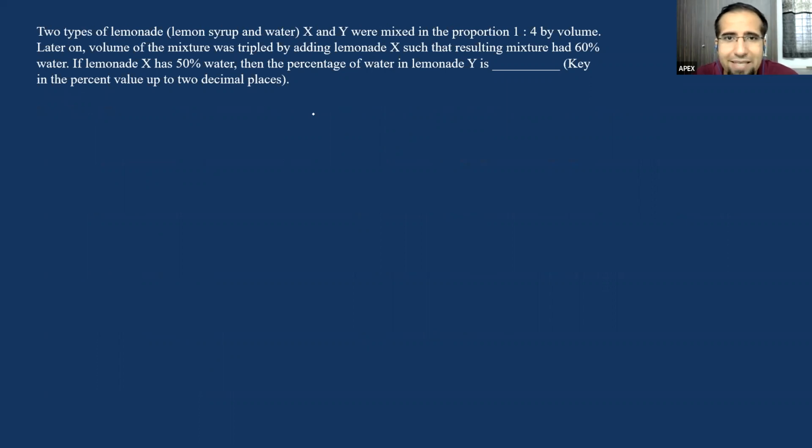So two types of lemonade, X and Y, were mixed in proportions 1:4 by volume. Okay. So you have lemonade X, you have lemonade Y. Each of them has syrup and water. Again, you have syrup and water. So they are mixed in the ratio of 1:4. So let's take K liters from here. Okay, we'll come back to it. The resulting had 60%. If lemonade X had 50% of this and 50% of this. So let's say this is 50% given to me and 50% given to us. Right. So what we can do is 1:4 by volume and 50% is given, right?